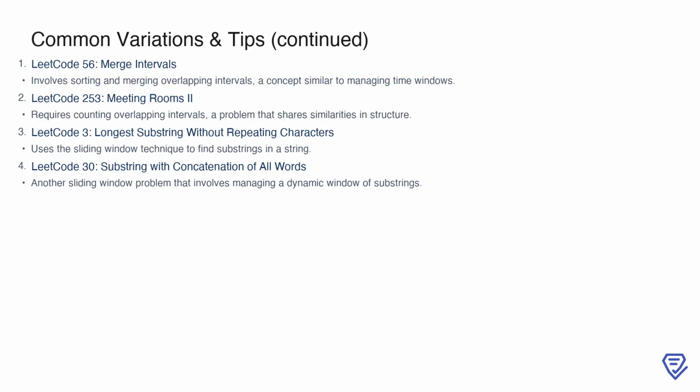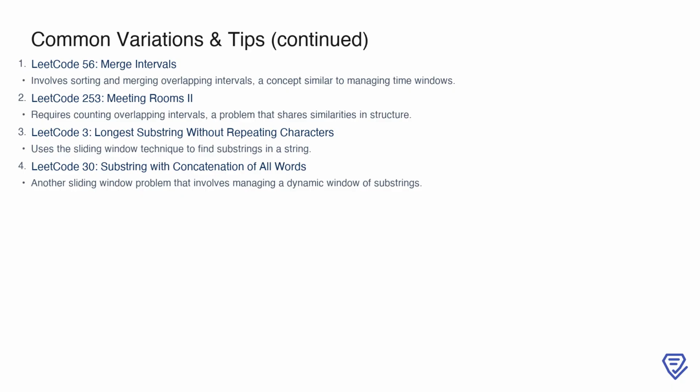To strengthen your understanding of this problem, it helps to explore related problems on LeetCode. For instance, LeetCode 56, Merge Intervals, involves sorting and merging overlapping intervals, which is similar to managing time windows. LeetCode 253, Meeting Rooms 2, deals with counting overlapping intervals, another problem with structural similarities. Additionally, LeetCode 3, Longest Substring Without Repeating Characters, uses the sliding window technique to find substrings, showcasing its versatility.